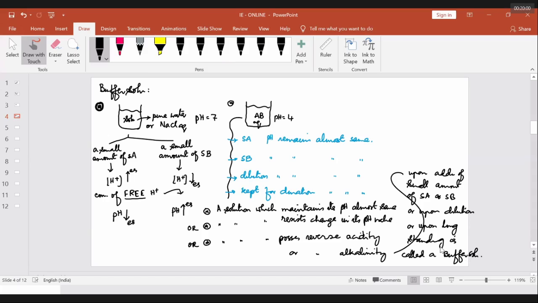This is the way with which we can say that a solution is said to be a buffer solution if it is maintaining its pH almost the same, or it is resisting the change in its pH value, or it possesses reverse acidity. What is the meaning of that? If you add acid, you are thinking that pH goes from 4 to 3 to 1. No, it will come back to 4. You are adding base. What are you expecting? It goes to 5, 6, 7. No, it will come back. Reverse alkalinity, reverse basicity, reverse acidity. If you have this type of property in any solution, that solution is called a buffer solution. Take down that.